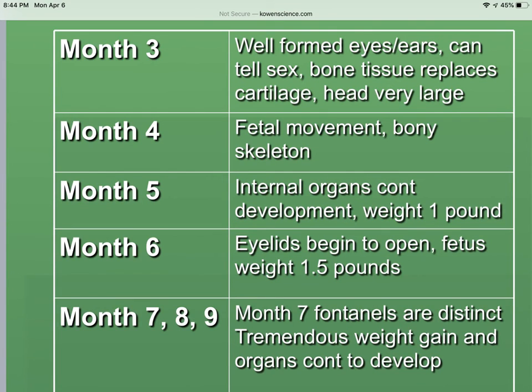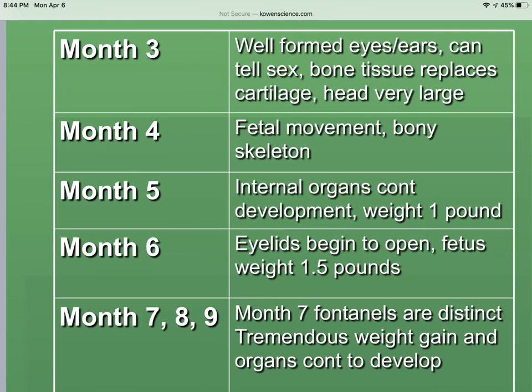Moving on to months, with month 3, this is typically where we can look at the embryo and we can tell whether it's a male or a female. We're starting to see the eyes and the ears develop. You're starting to see the cartilage develop, the head is very large. Month 4, the mother can feel the fetal movement. Month 5, the internal organs are going to continue to develop. The fetus is going to weigh about a pound. Month 6, weight is about 1.5 pounds. The eyelids begin to open. All this time, you're feeling the fetus moving.